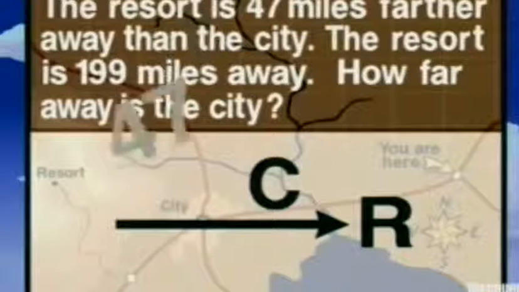Here's a problem that's just a little harder than the ones you've worked before. The resort is 47 miles farther away than the city. The resort is 199 miles away. How far away is the city? The thing that is farther away is more miles away. It is the big number. Listen to the first sentence again for the big number. The resort is 47 miles farther away than the city. Which is the big number, the resort or the city? The resort is the big number. The small numbers are city and 47.